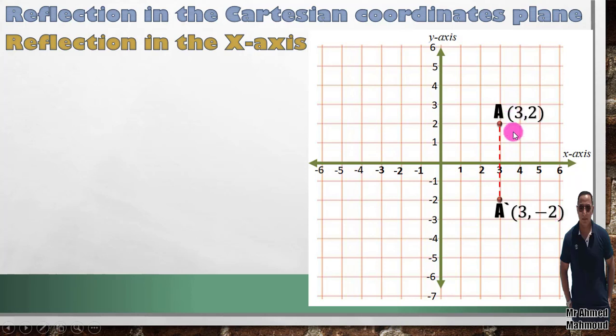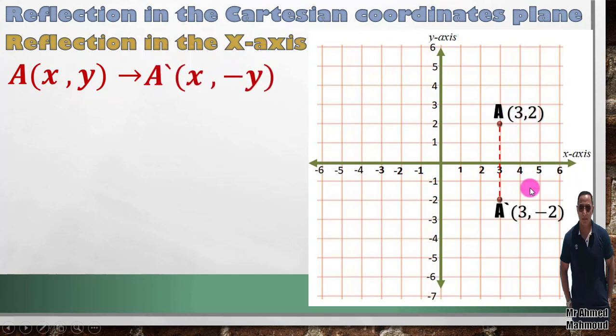By comparing A and A dash, A's x is 3 and A dash's x is also 3. Y here is 2 and y here is negative 2. Then there is a difference in the sign between the y of A and the y of A dash. So the rule of the reflection will be like this. If A equals x and y, then A dash equals x and negative y, because x is the same and y changes from 2 to negative 2.